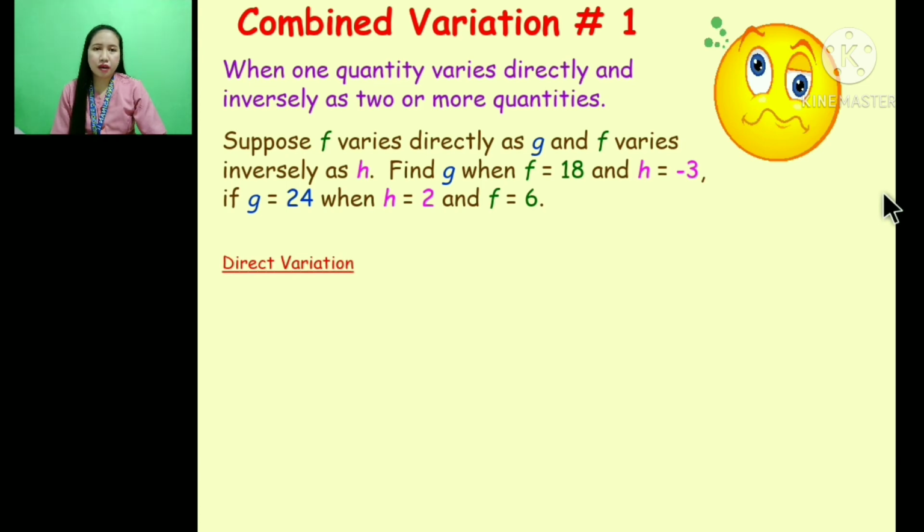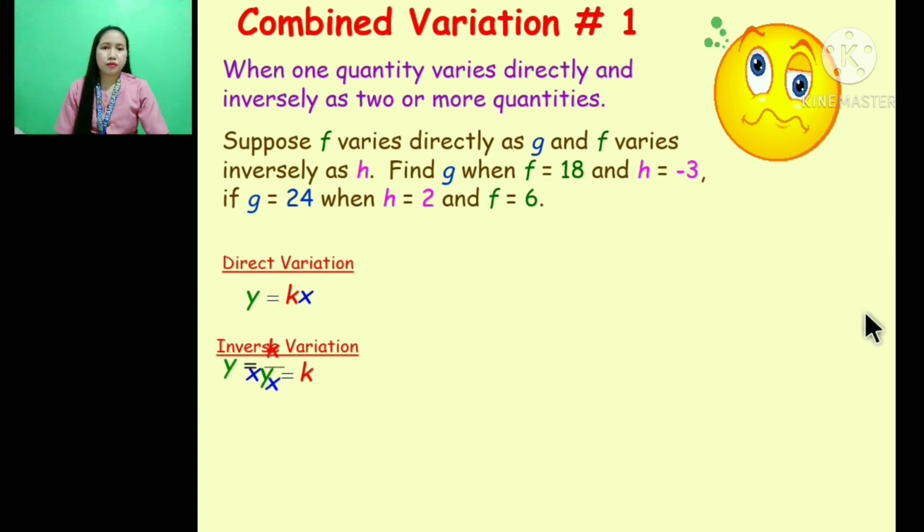Okay, remember that in direct variation, we have our equation y is equal to kx, and in inverse variation, we have the equation xy is equal to k. Or, we have y is equal to k over x.